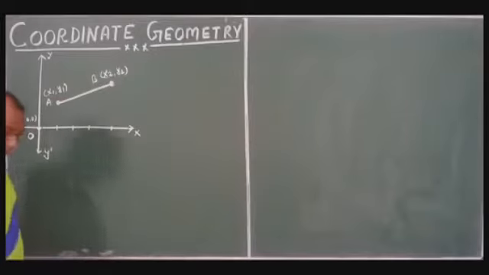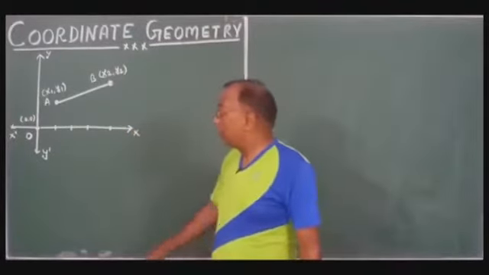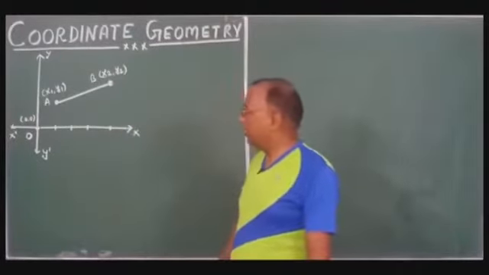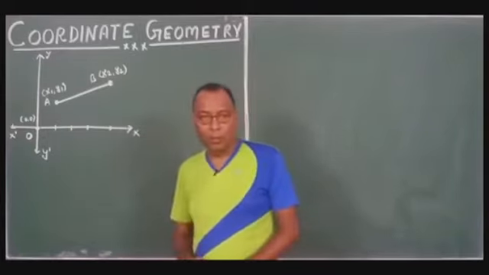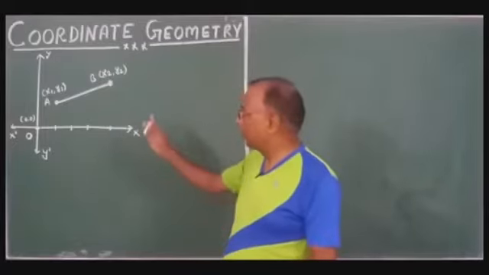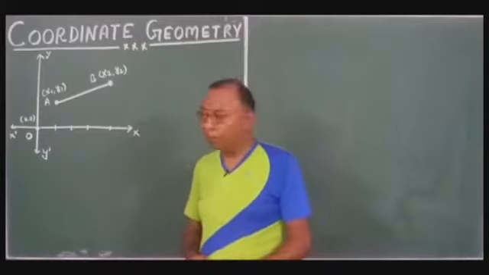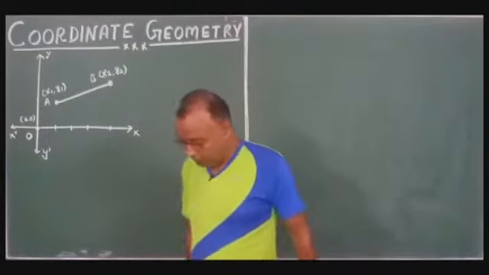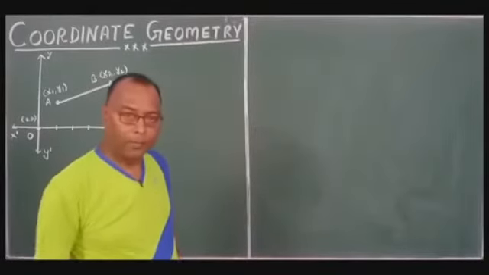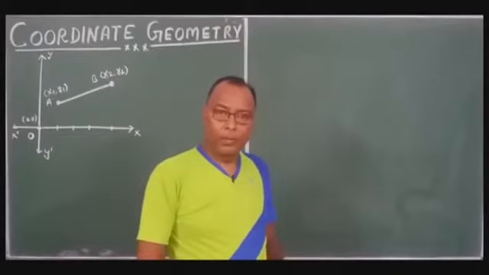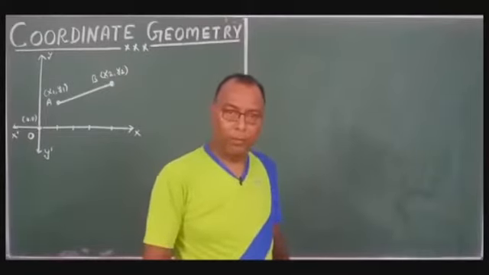So this is the coordinate system in which 2 points are given, A and B. The coordinate of point A is x1, y1, and the coordinates of the point B are x2, y2, in which x1, x2 are abscissas and y1, y2 are ordinates of the points.